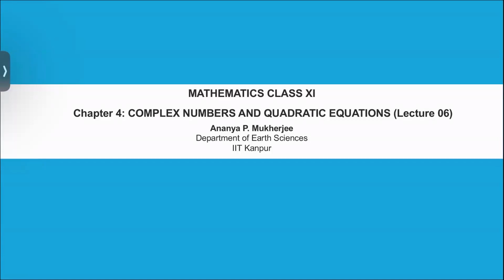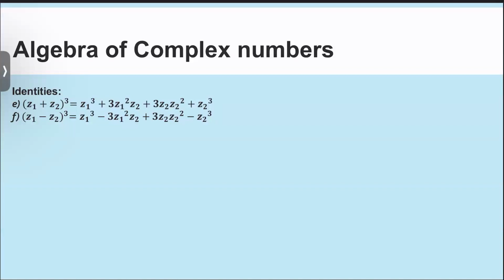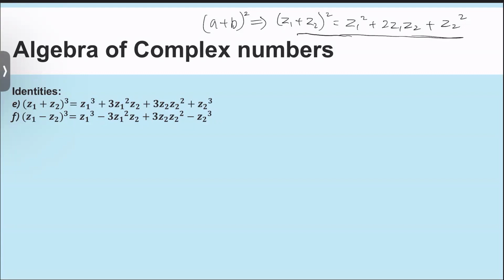In the last class we started on how we can apply algebraic identities to complex numbers also. We saw the identity in the form of (z1 + z2) the whole square, writing it in a similar form as (a + b) the whole square. We established that it is z1 squared plus 2 z1 z2 plus z2 squared. We also saw how to find the square of the difference of two complex numbers, proved how we get this identity, and solved a few examples using it.